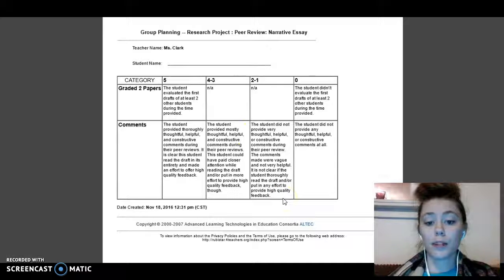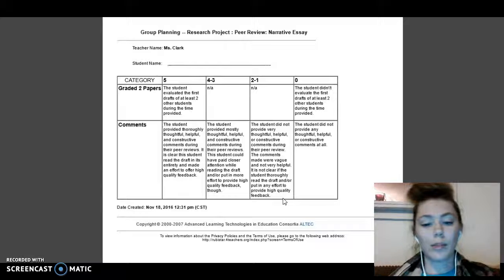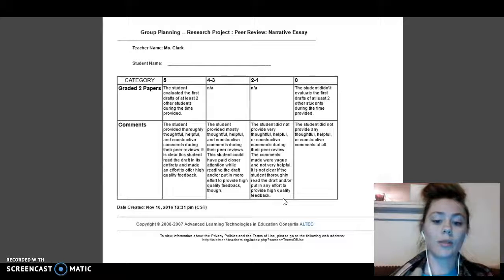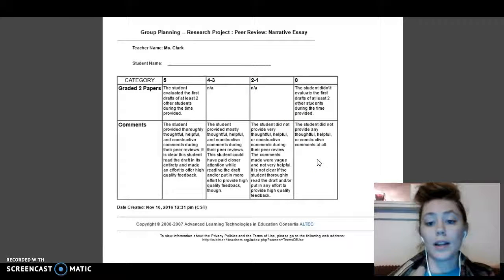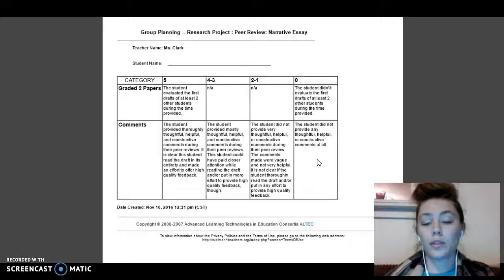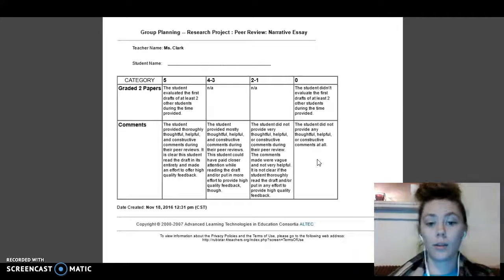If the comments you provided were not very thoughtful or helpful or were just really vague, it didn't seem clear if you actually read the draft very well, you can get either 2 points or 1 point for that. I'll decide again if it's 2 or 1. And if you didn't provide any thoughtful or helpful or constructive comments at all, like if you just didn't write any comments down, you just said something completely unrelated like, I like pie, or something, that's 0 points, obviously.